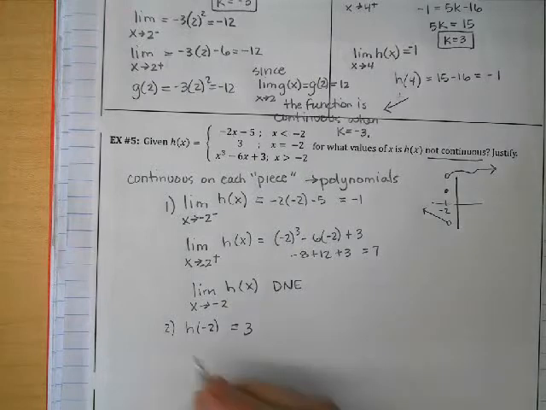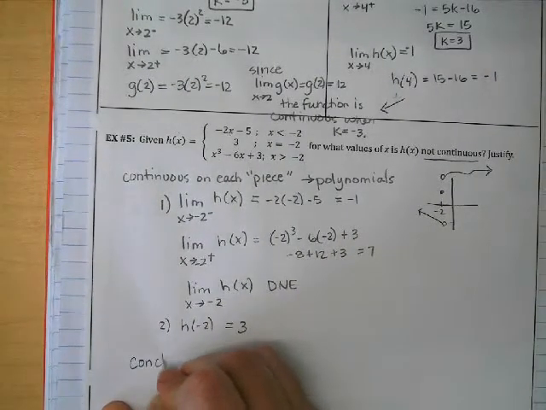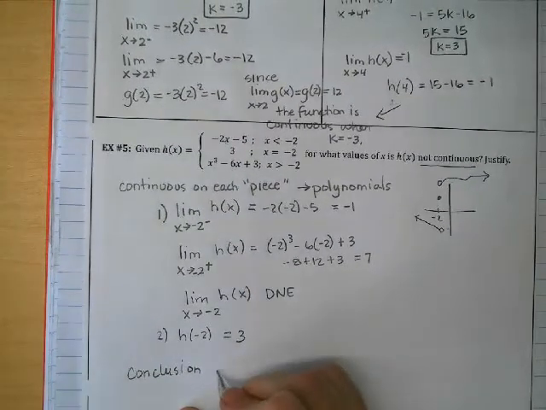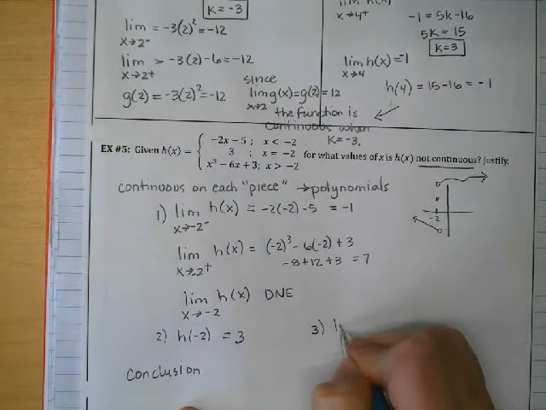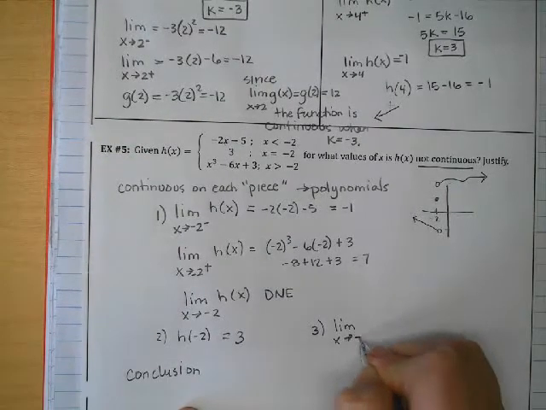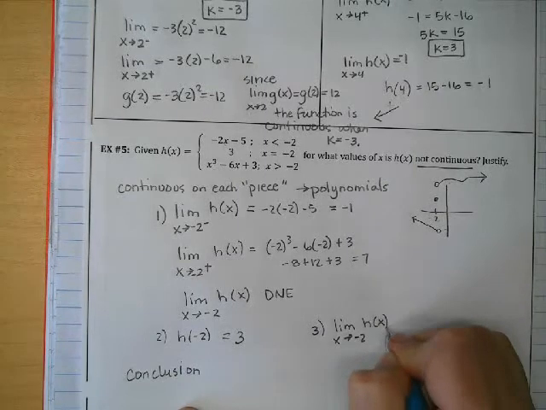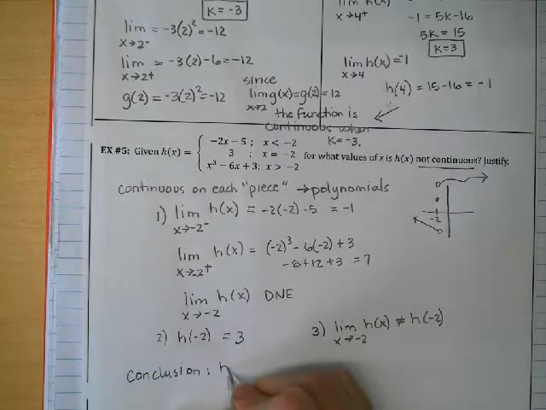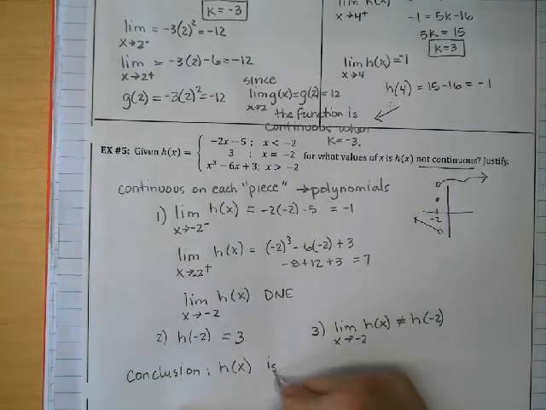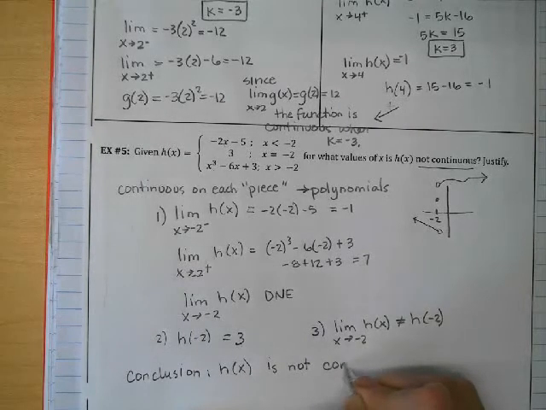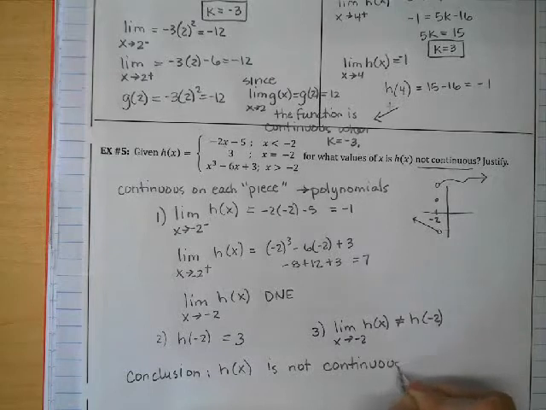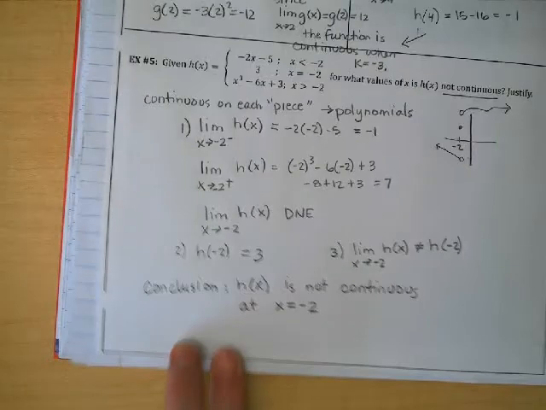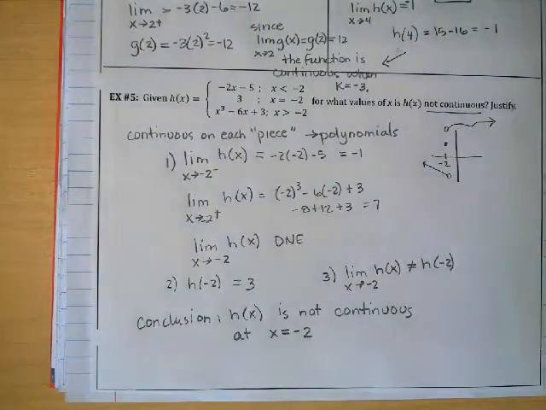It doesn't equal that. So I'm going to write a conclusion, which would be step 3: the limit as x approaches negative 2 of h of x does not equal h of negative 2. So the conclusion, h of x is not continuous at x equals negative 2. Whew. Okay, there it is in a nutshell.